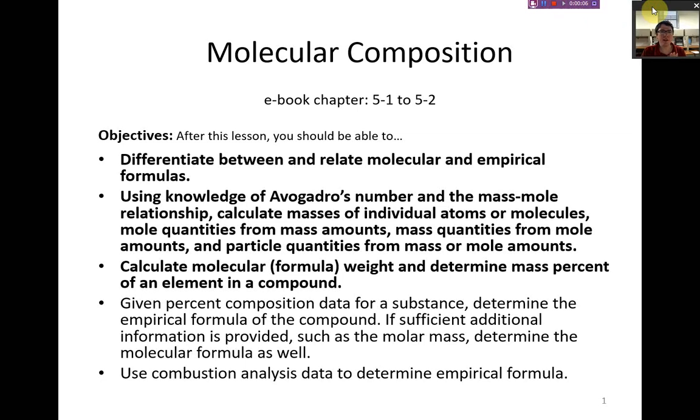Welcome back, everyone. In this video, we're going to start Chapter 5, looking at molecular composition. We're going to talk about how atoms are organized into molecules, and we have molecular and ionic compounds. We're also going to do some calculations to determine the molecular mass of a compound, and then also determine the mass percent of an element within a compound.